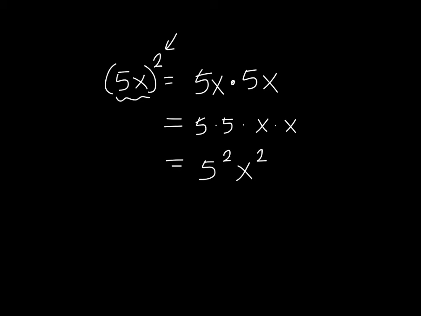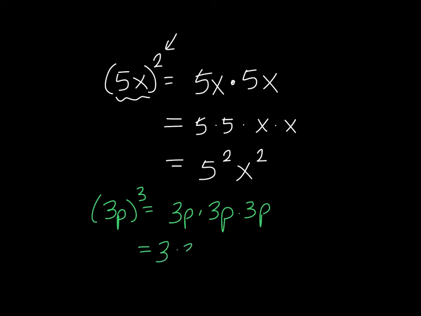Right? If I did another one, so let's say I have 3p cubed. What I'm saying is I have 3p 3 times. This is all multiplication, so once again it's commutative. So I can move my 3's in the front and the p's in the back. And really what I have is 3 3's and 3 p's.